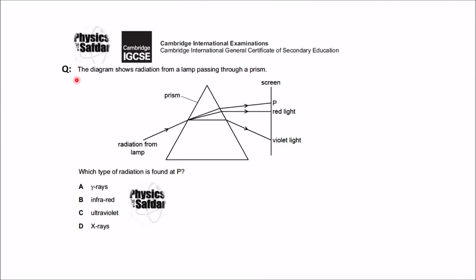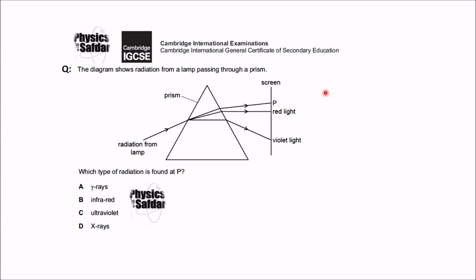Now the question is, the diagram shows the radiation from a lamp passing through a prism. Which type of radiation is found at point P, and you have four options. This is a triangular glass prism. Radiation from the lamp hits the prism. Refraction takes place and it is split into colors. Red at this point, violet at the bottom, and above the red you have point P. You need to know what type of radiation is found at point P.